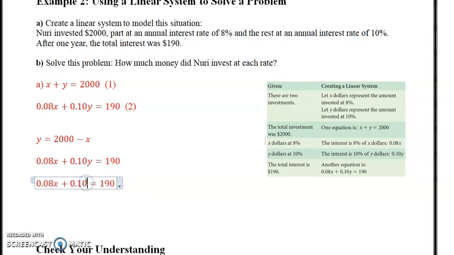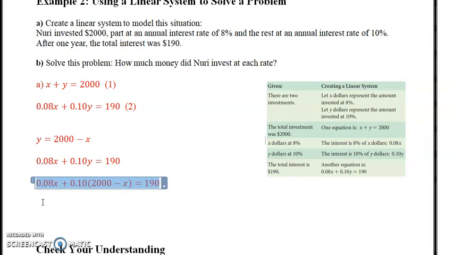Right? That's the whole idea of why we use a system. It works very well. So everywhere I see y, I put in 2,000 minus x, because we know that y is equal to 2,000 minus x. So we can substitute that in. This now allows us to only have one variable as opposed to two. That's the whole idea of a system of equations.